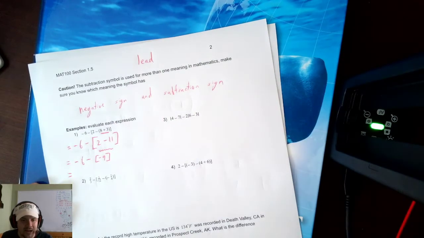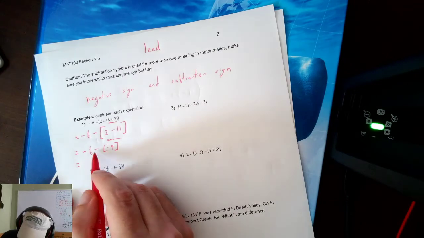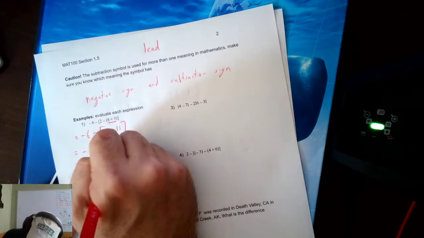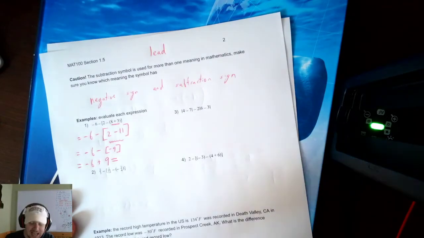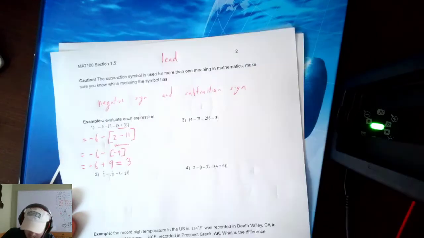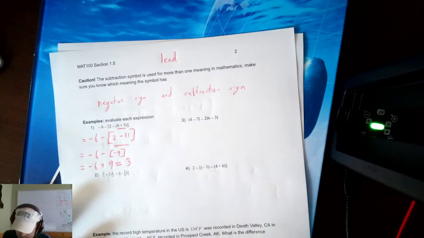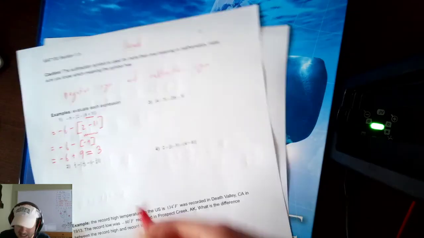Now, I want to add the opposite. I've only got one operation, negative 6 minus negative 9. Negative 6 plus the opposite of negative 9 is positive 9. And negative 6 plus 9 should be 3. So that question simplified down to 3. Let's move to number 3 next, just for interest of space.